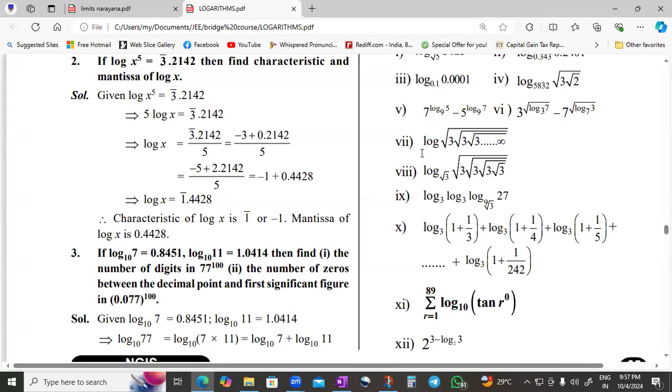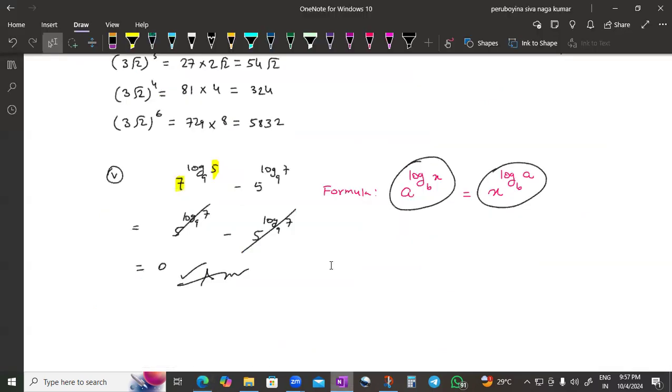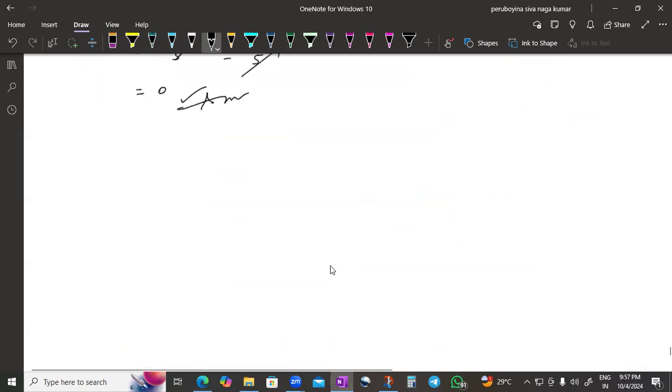Next, I'm moving to the seventh one. Log under square root 3333 and so on. Let's solve this seventh problem.